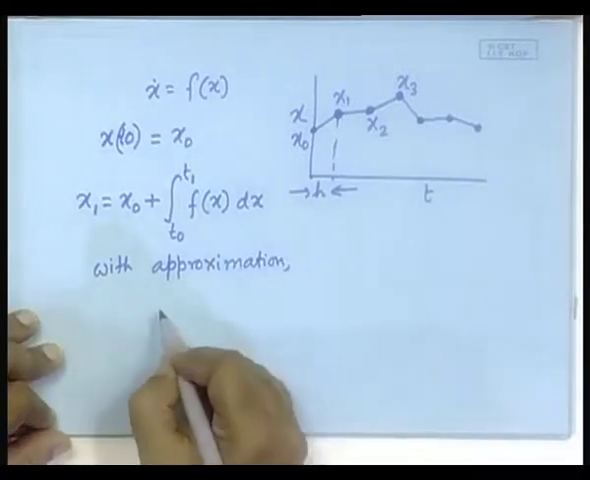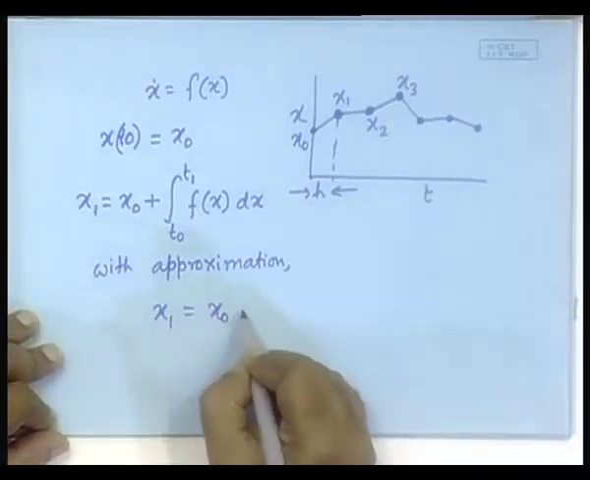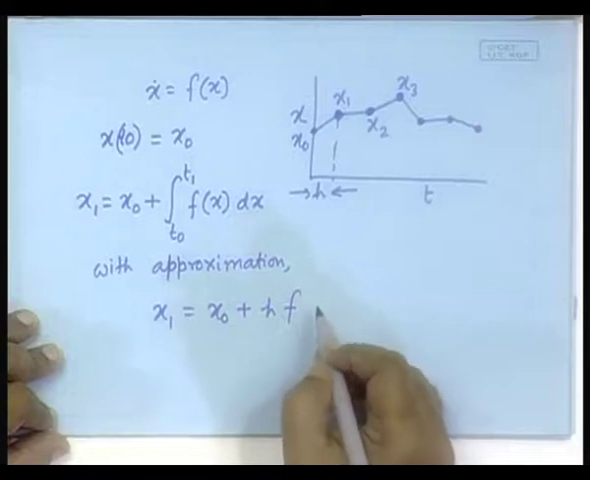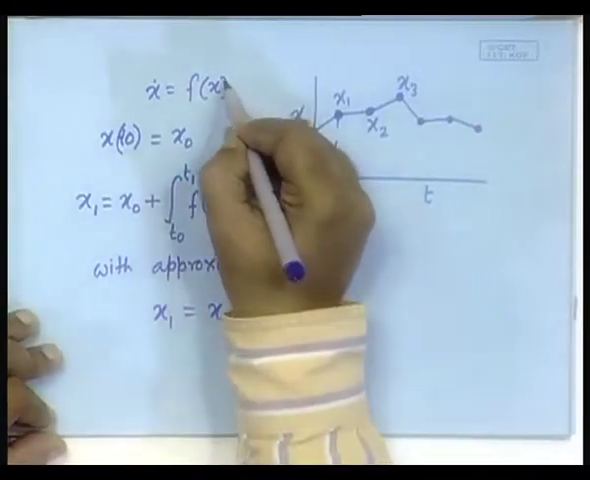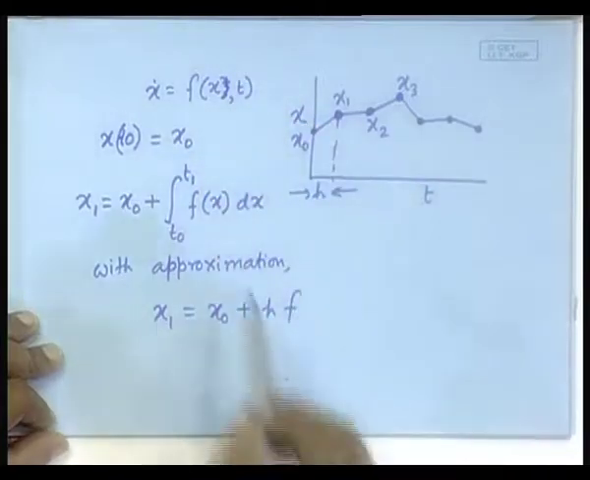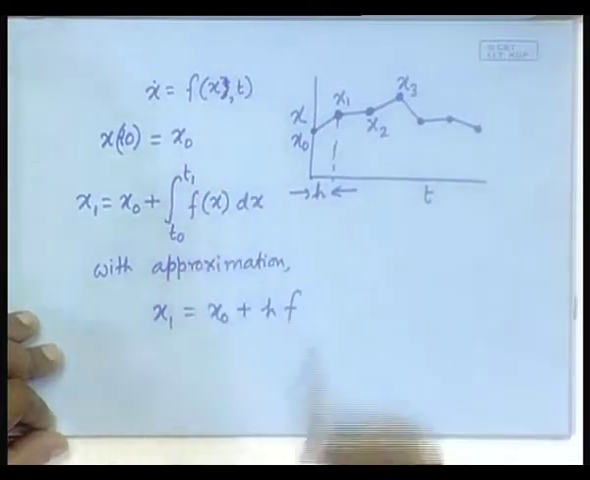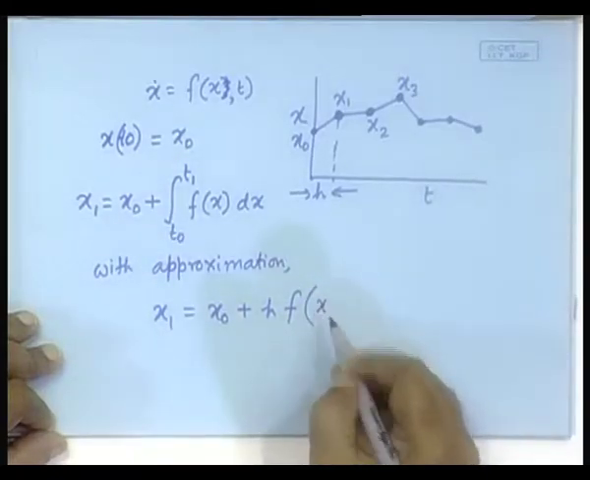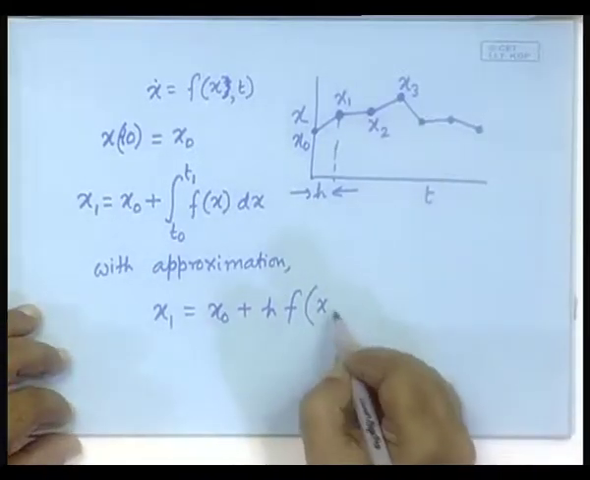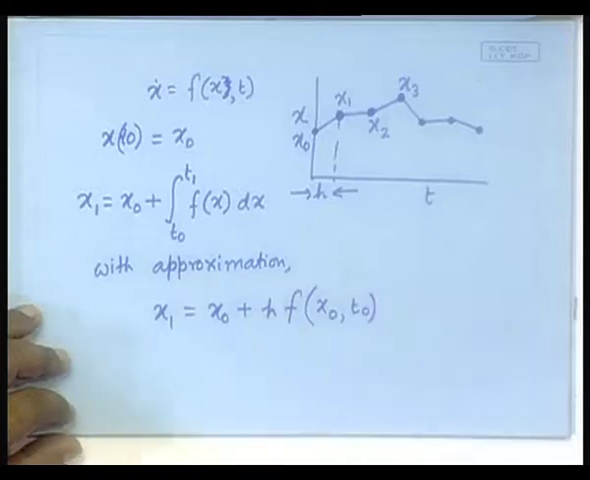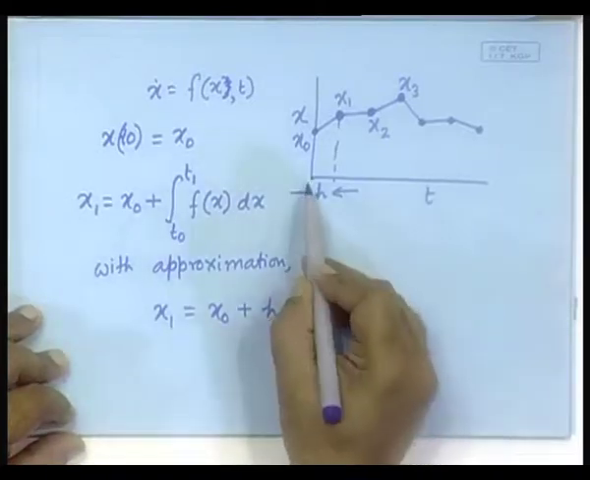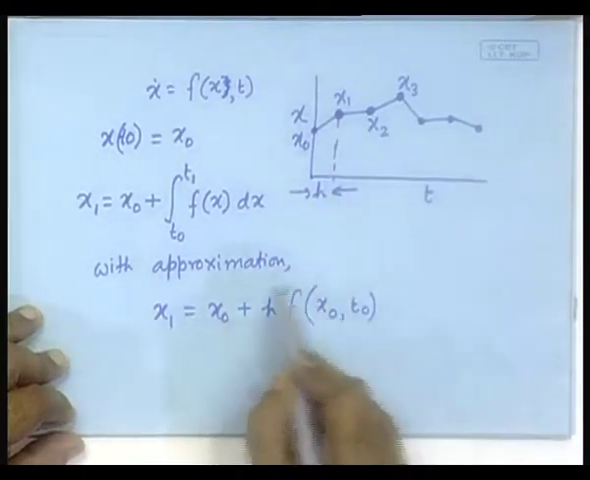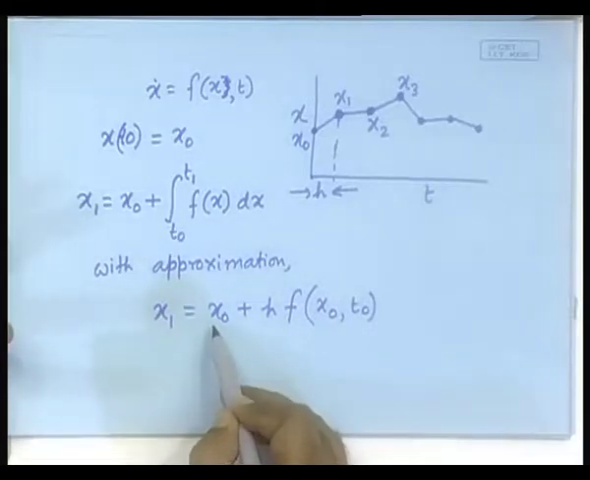then we would say that x 1 is equal to x naught plus h times f. It is actually I should say also dependent on time. So, it is not only dependent on x, but it is also dependent on time. So, f of x naught and t naught. Okay. So, at t naught whatever was the x naught, f is calculated on the basis of that times h, the time step is what you have to add to the original value.